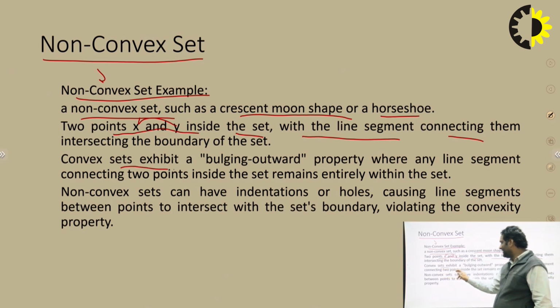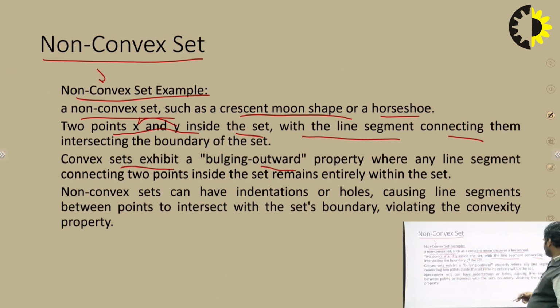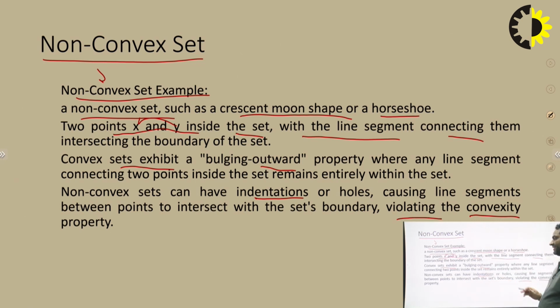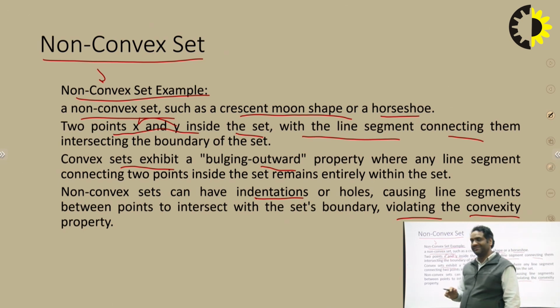Now a convex set exhibits a bulging outward property where any line segment connecting 2 points inside the set remains entirely within the set. A non-convex set can have indentations or holes, causing the line segment between points to intersect with the set's boundary, violating the convexity property. So we can say anything which violates the convexity property will be considered a non-convex set.